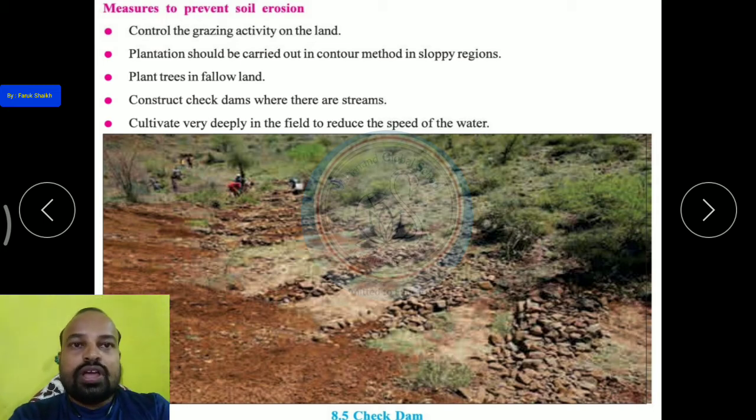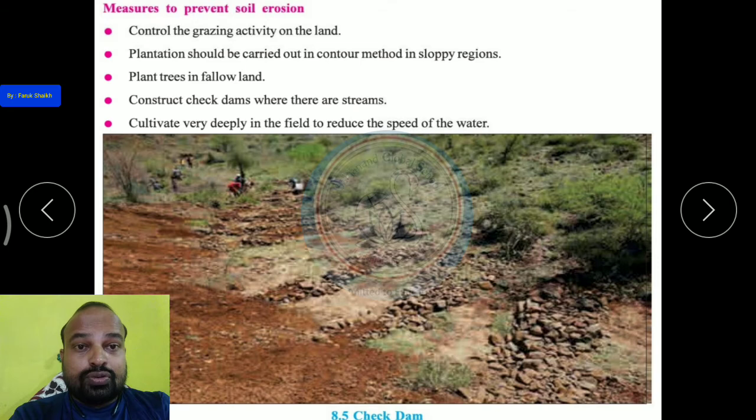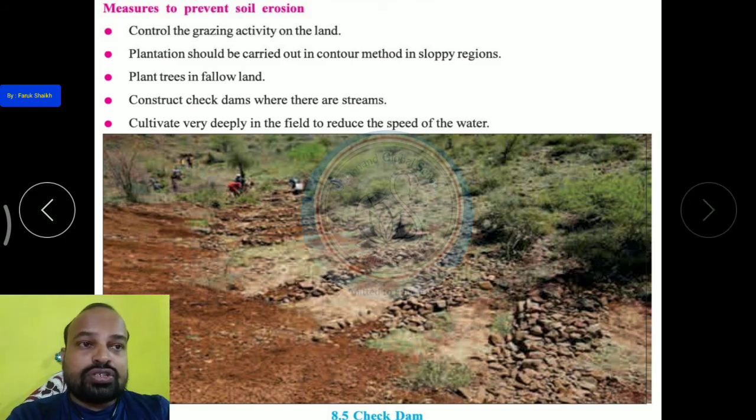Then the fifth, sixth: cultivate very deeply in the field to reduce the speed of the water. Plants will be grown very deeply. So reducing the speed of the water, that is, decreasing the speed of the water, is the most important. So these are the measures to prevent soil erosion.